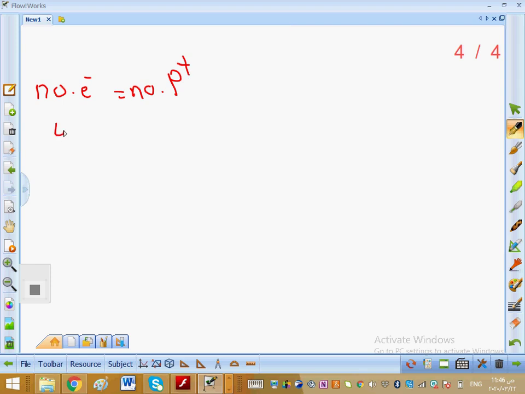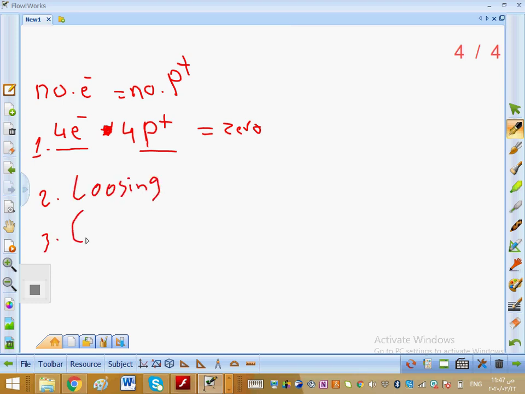This means, for example, 4 electrons and 4 protons. Here the charge equals 0 because 4 positive and 4 negative, 6 positive and 6 negative, 8 positive and 8 negative, the same. So if we have the same number of electrons and protons, the charge equals 0, and we call this atom neutral. Then the second case is with losing, and the third case is with gaining.